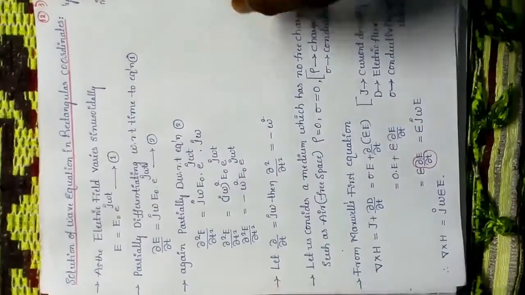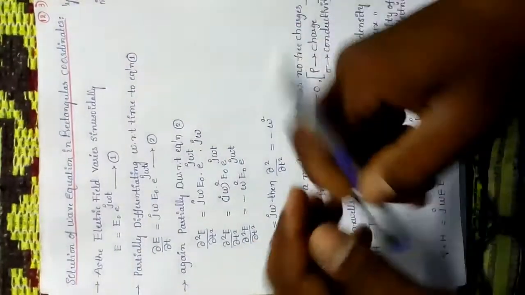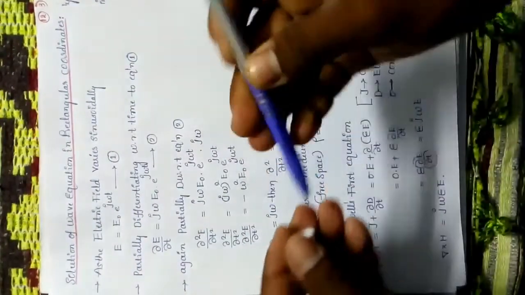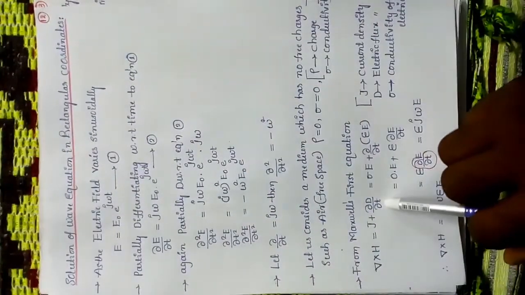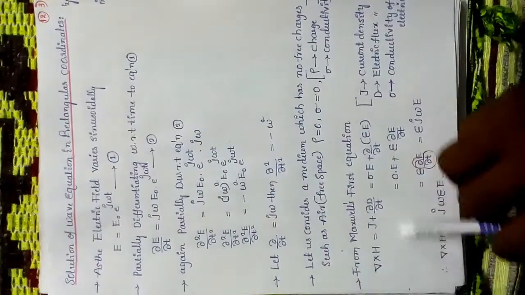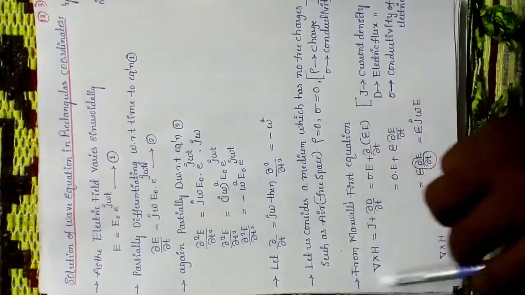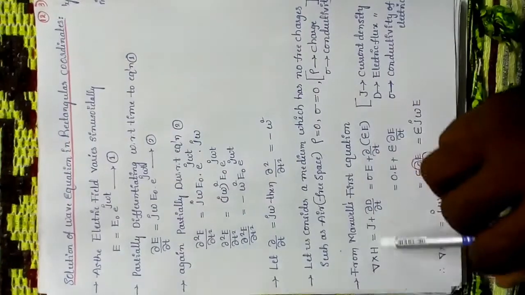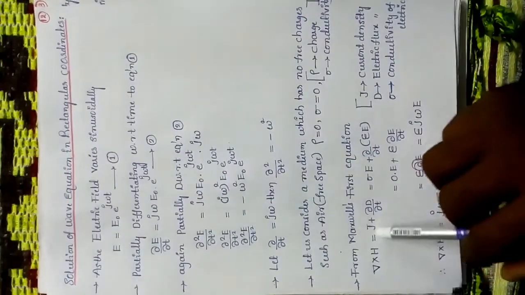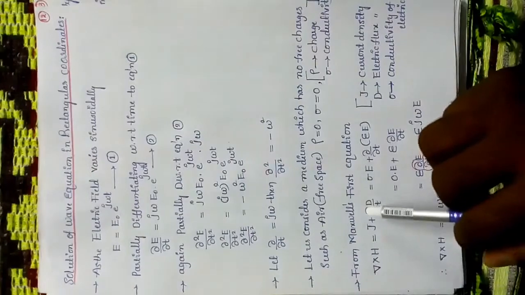First, let us go for Maxwell's first equation. What is Maxwell's first equation? del cross H is equal to J plus dou D by dou T. This is the first Maxwell's equation. Here, del is the operator, H is the magnetic field intensity, J is the current density, and D is the electric flux density.